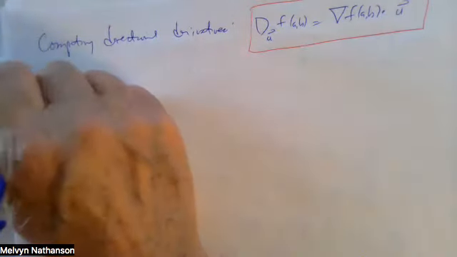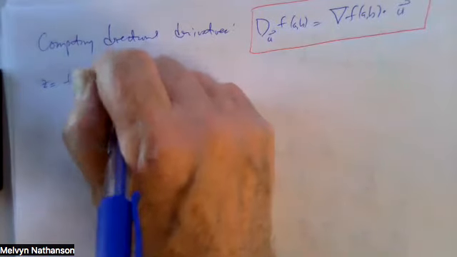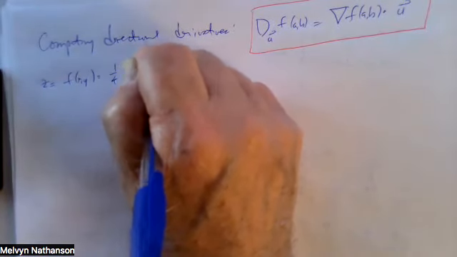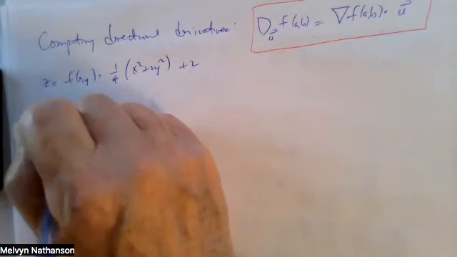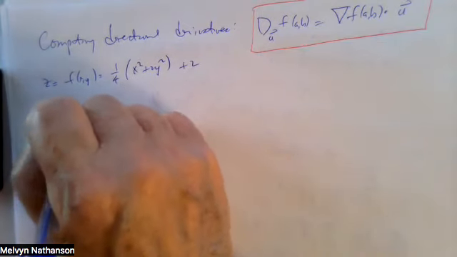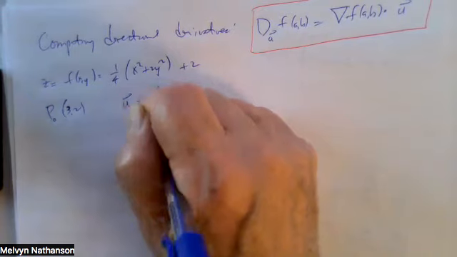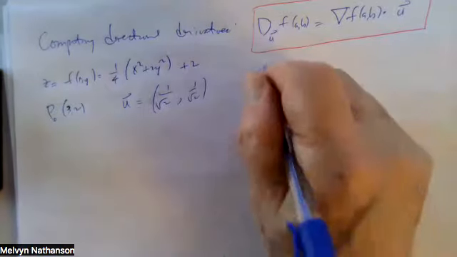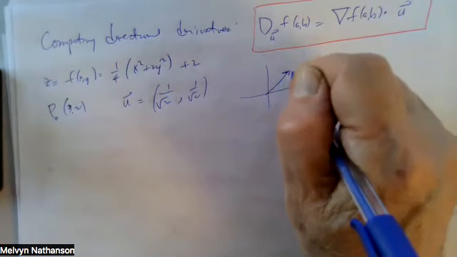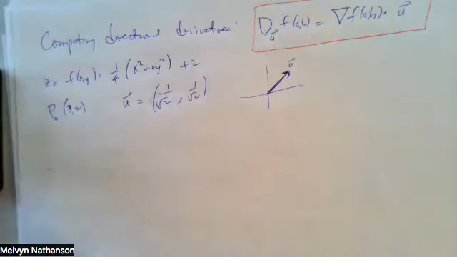So suppose we have z as a function of x and y. It's 1/4 x squared plus 2y squared plus 2. So suppose you take the point P naught, let's say, with coordinates 3, 2, and we take the unit vector 1 over root 2, 1 over root 2. So in the xy plane, it's just this vector along the line y equals x. That's my vector u.